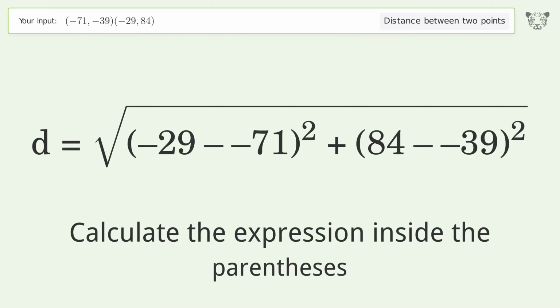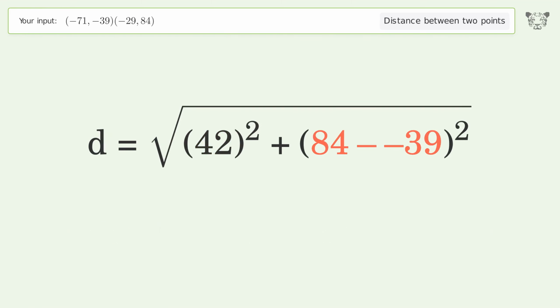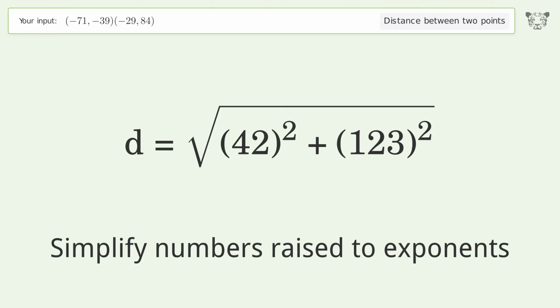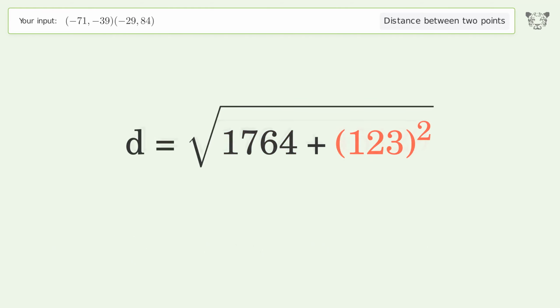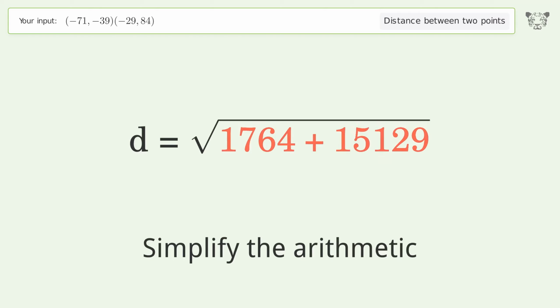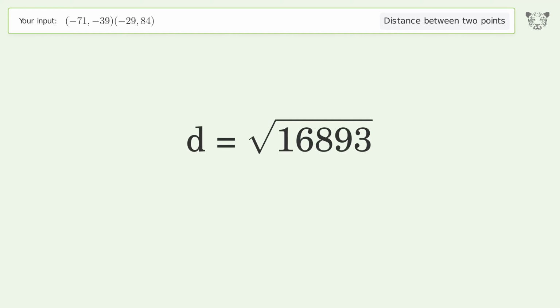Calculate the expression inside the parentheses. Simplify numbers raised to exponents. Simplify the arithmetic. And so the distance between the 2 points is the square root of 16,893 or 129.973.